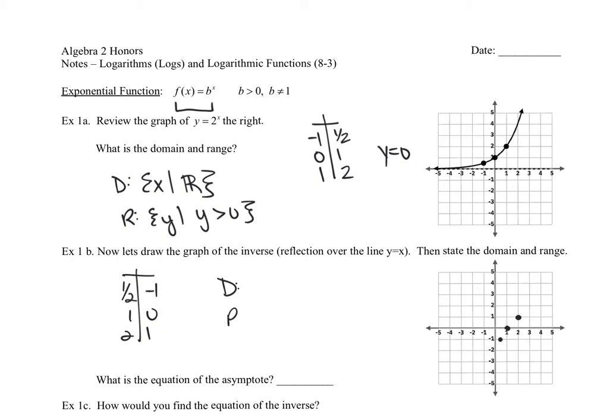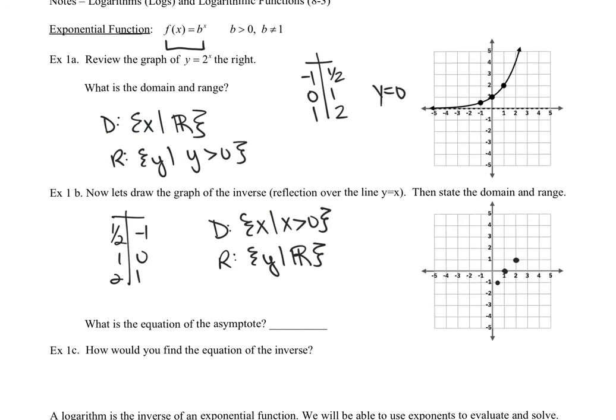The domain of the original becomes the range of the inverse. So the domain was all real numbers, which means now my range of my inverse will be all real numbers. So this graph will go up and down forever. And then our range of our original will become our domain of our inverse. So our y > 0 will become x > 0, which is saying that I'm going to have a vertical line that this graph never crosses, and that's going to become my asymptote line. So in this example, our asymptote line is x = 0.